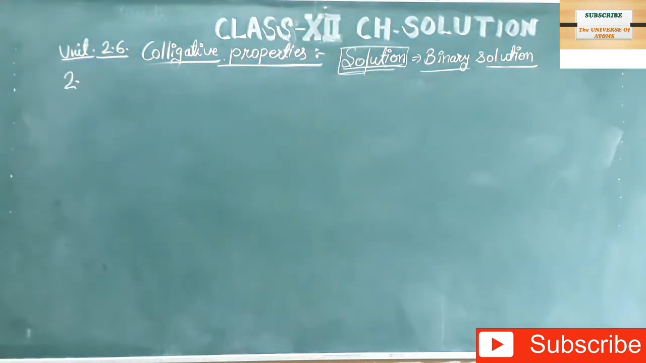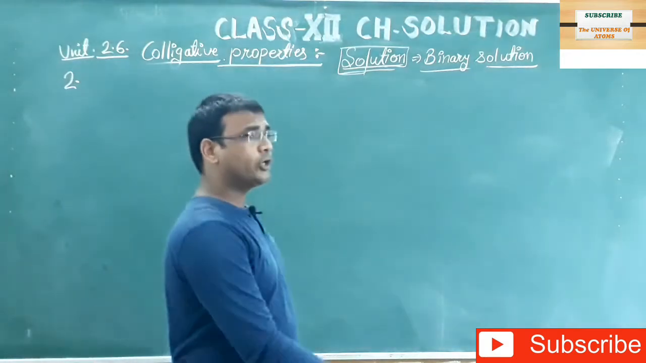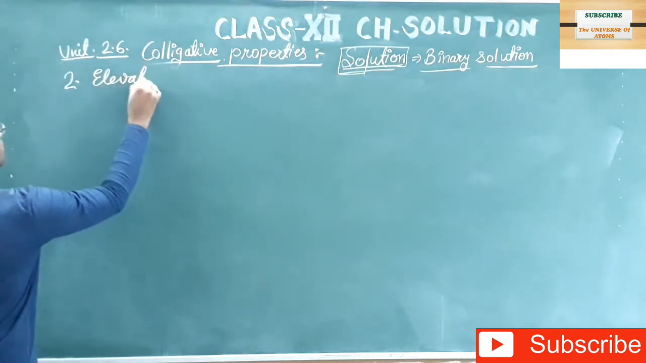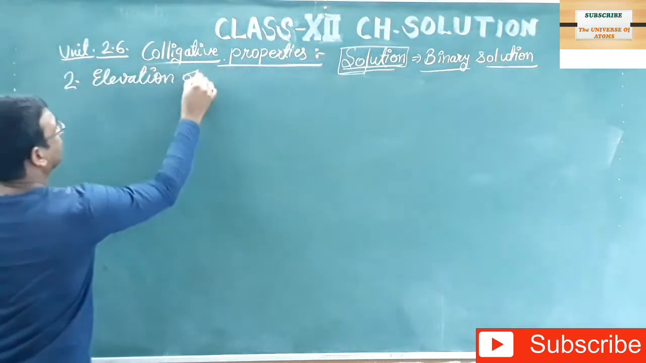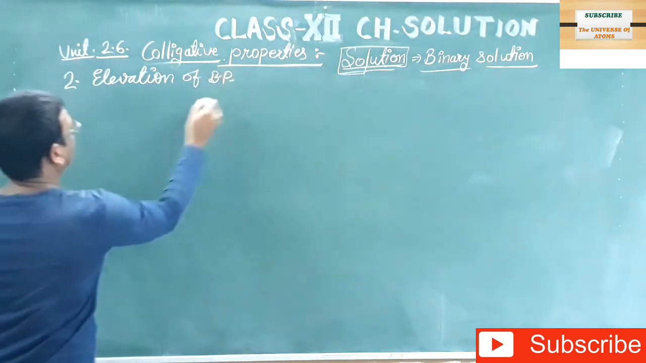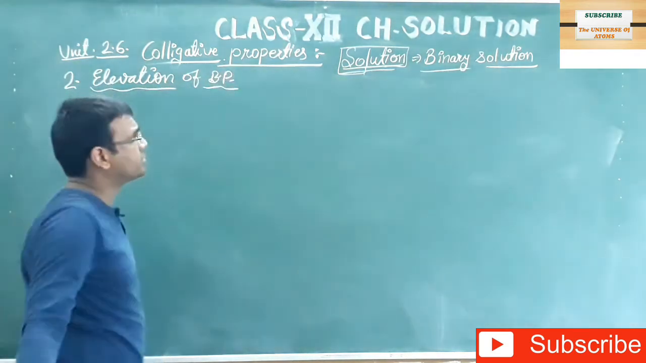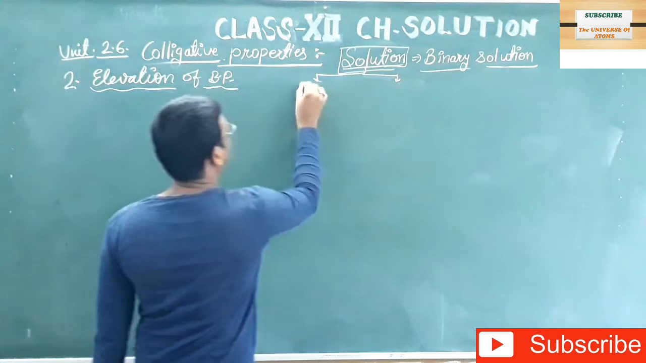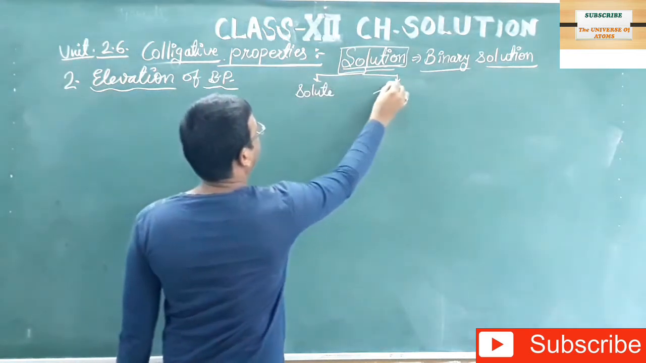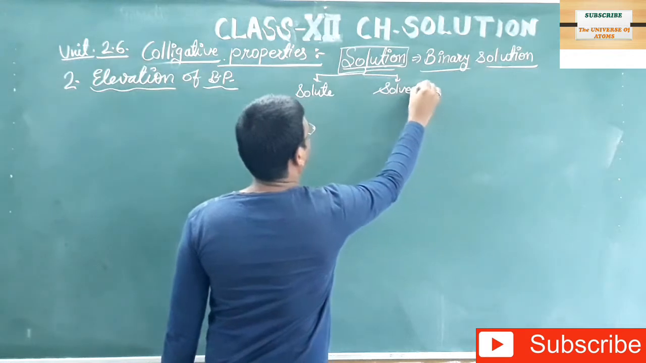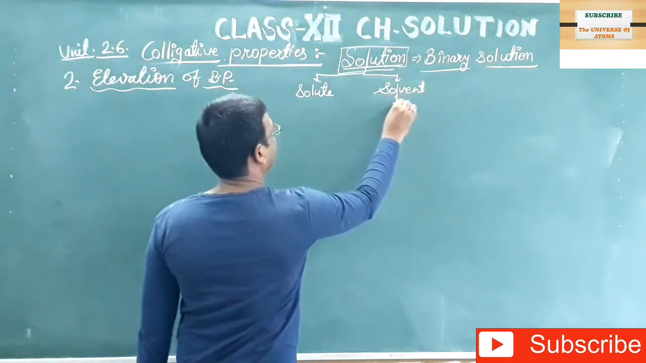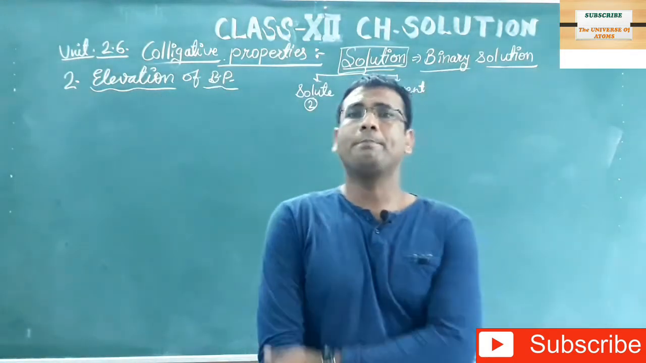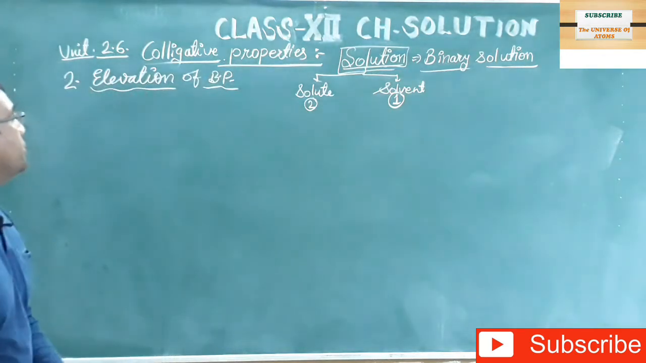So the second colligative property is elevation of boiling point. I will be using BP for boiling point. In a solution there are two components, solute and solvent, which we have already discussed. For solvent we are using subscript 1 and for solute we are using subscript 2. Now, elevation of boiling point. Elevation means what?